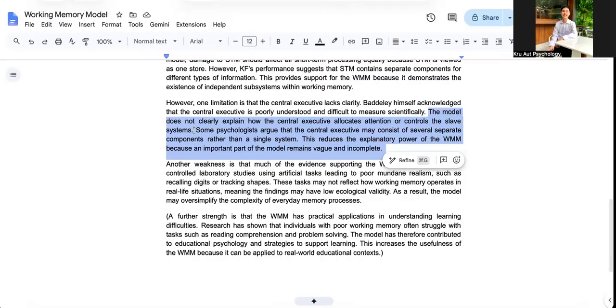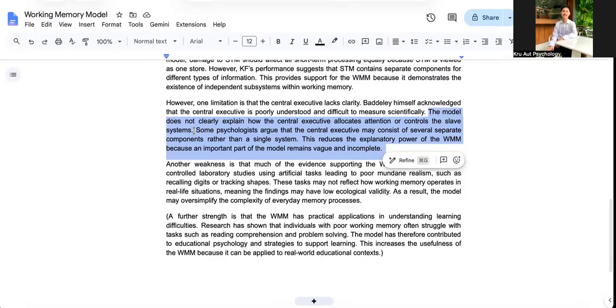Then explain. Some psychologists argue that the central executive may consist of several subcomponents rather than a single system. This is one of the points in one of the textbooks actually. But if you don't study this idea, think of the model: the other components in working memory are all divided into subcomponents, but the central executive alone isn't. So maybe it probably should be divided into other components as well. So, you can use this idea.